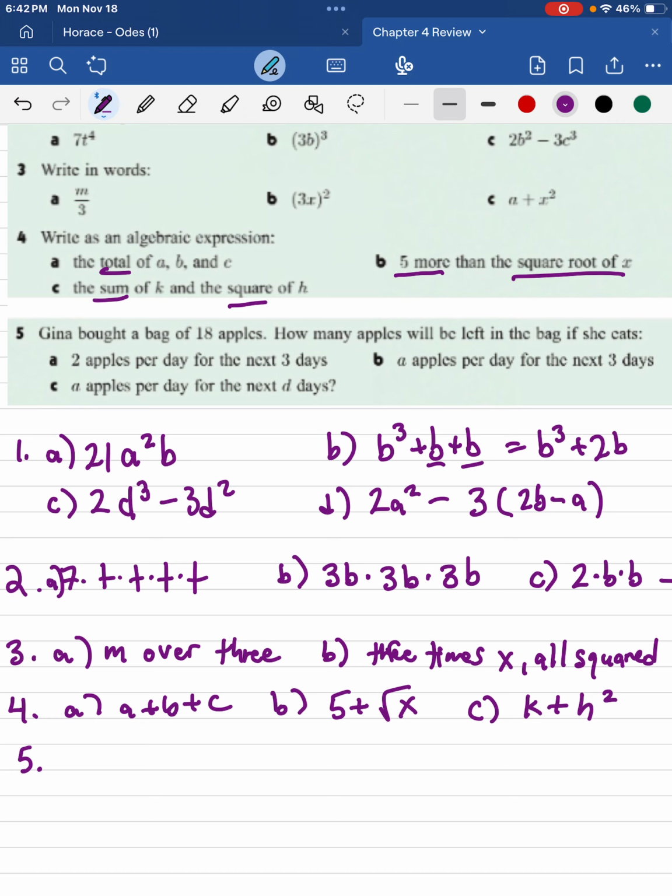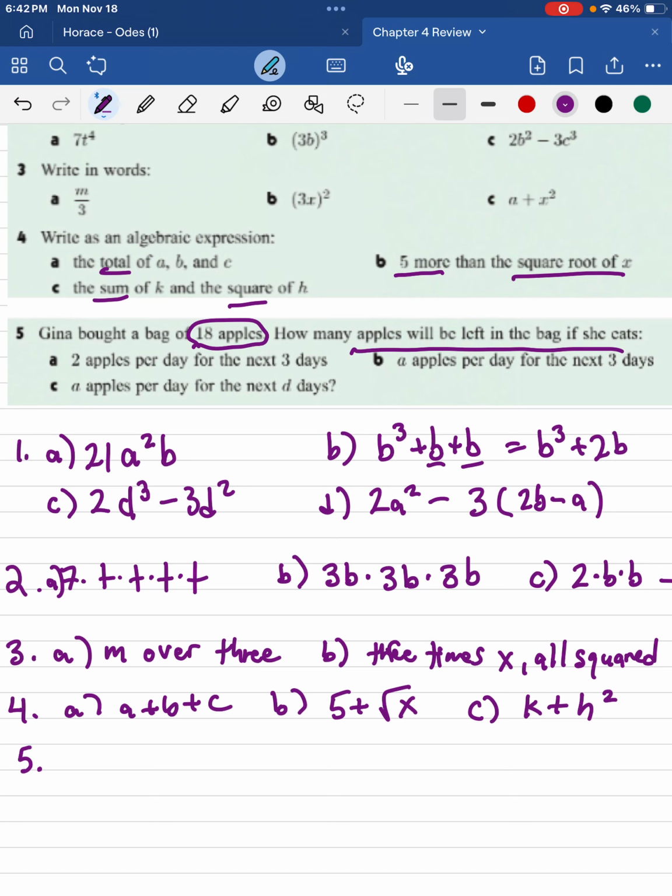Okay, number 5. Gina bought a bag of 18 apples. How many apples will be left in the bag if she eats? Okay, so I know that this must be a subtraction problem. That is because I'm given some sort of total, and if she eats apples, they can only be going down, so that must mean subtraction.